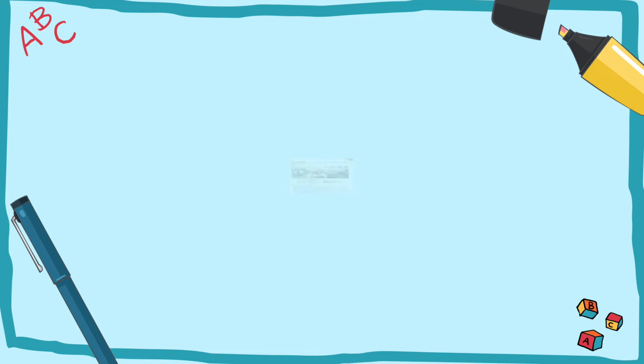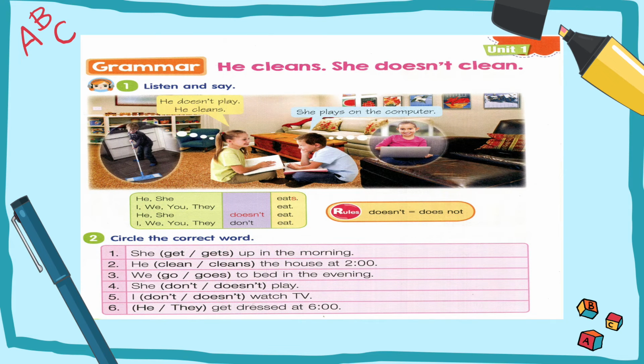Okay, now open your book and turn to page 5. We're going to answer this activity. Circle the correct word. Number 1. Gets up in the morning. What's the correct answer? Okay, she gets up in the morning. Number 2. He cleans the house at 2 o'clock. What's the correct answer? Okay, very good. He cleans the house at 2 o'clock.